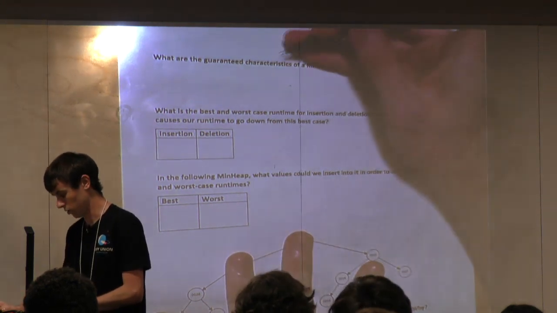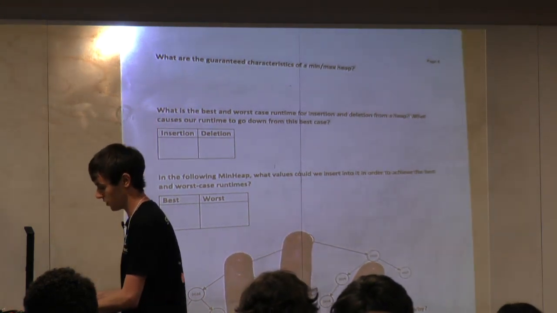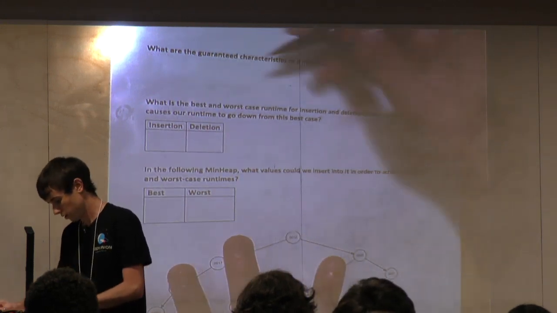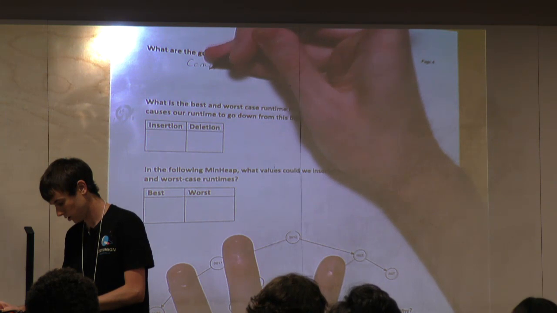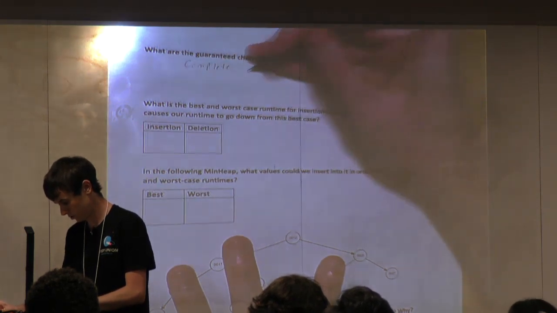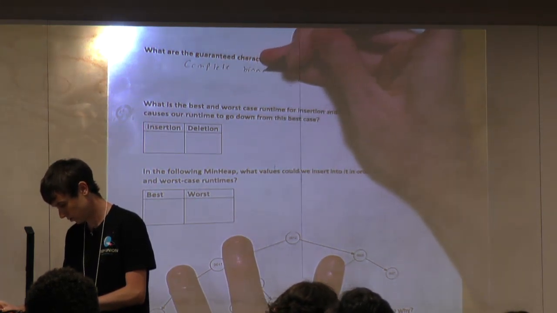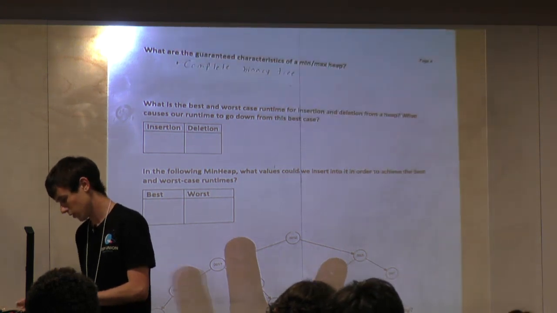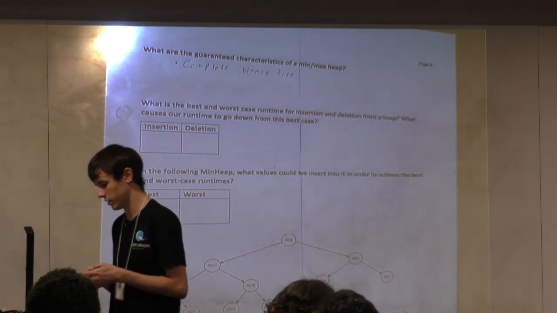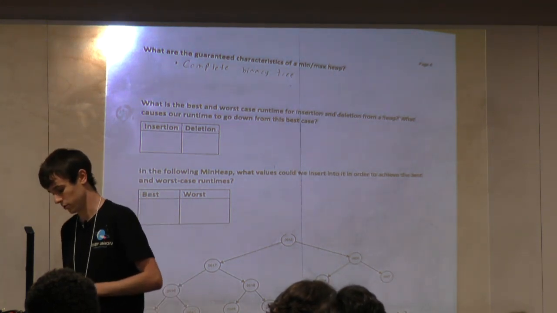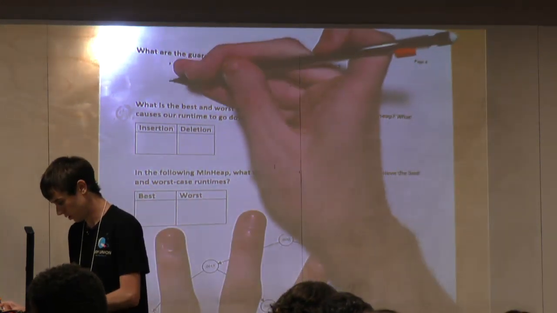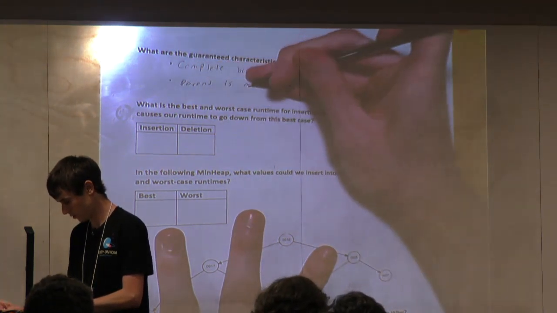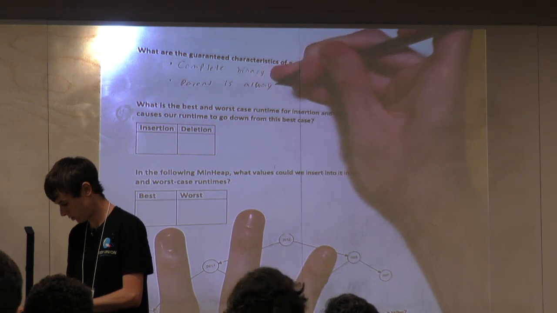So with our structural property, just like we said on the other page, it's always a complete binary tree, but not a complete binary search tree. So we know that it's a complete binary tree. And then our other property is that we're guaranteed, I'm going to say for a min heap in this case, since that's what we just did, that the parent is always smaller than its children.